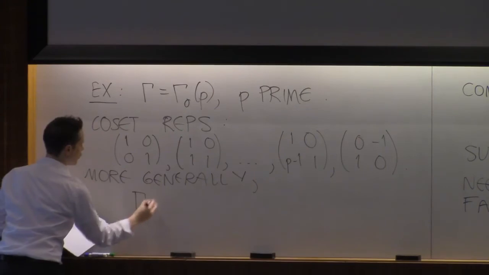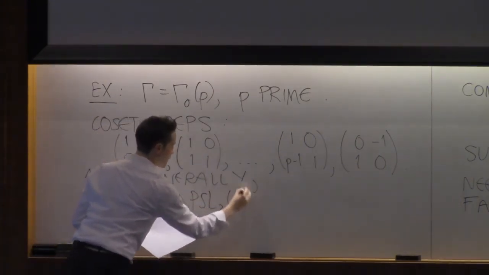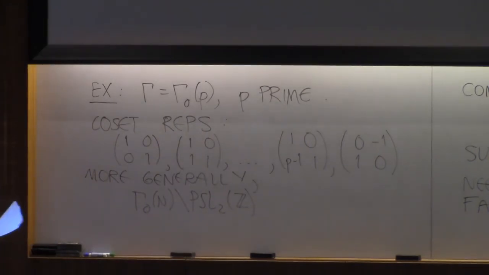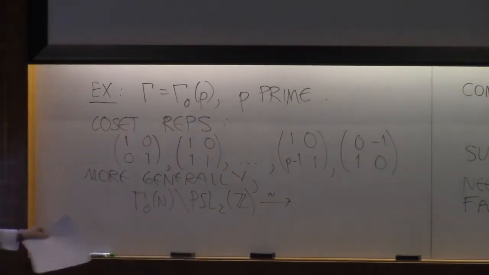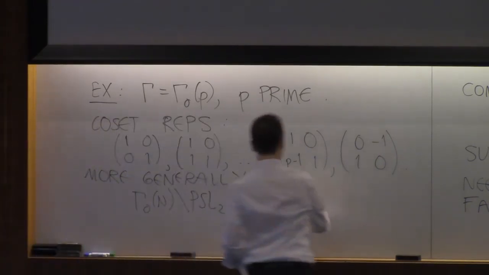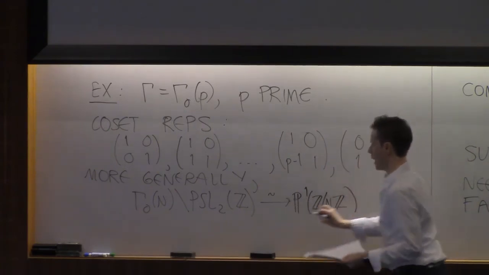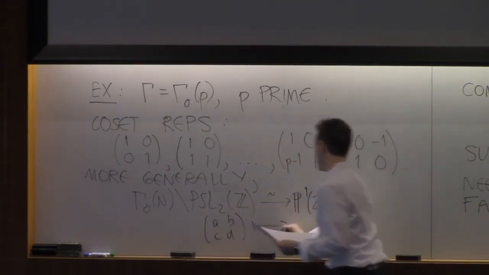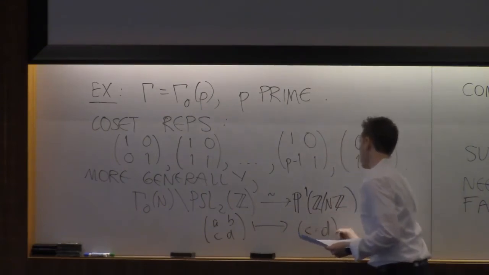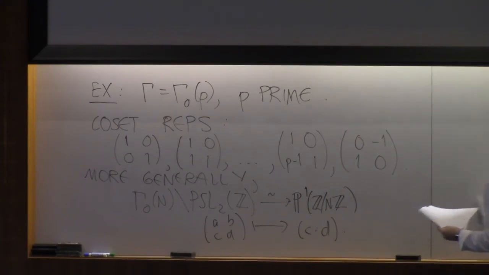If you take gamma 0 of n mod PSL2Z, so n now does not have to be prime, there is a bijection between the left cosets here and the set P1 of Z mod NZ. It just sends a representative A, B, C, D to the element C colon D as an element of P1 of Z mod NZ.